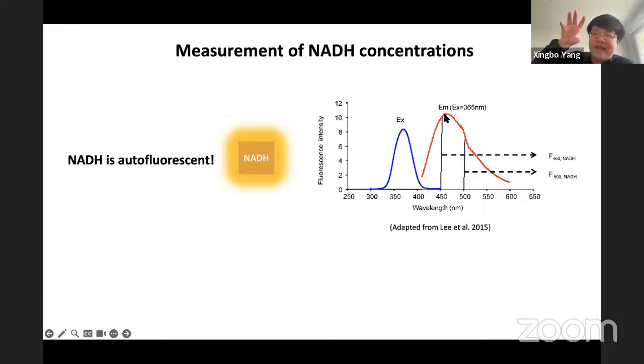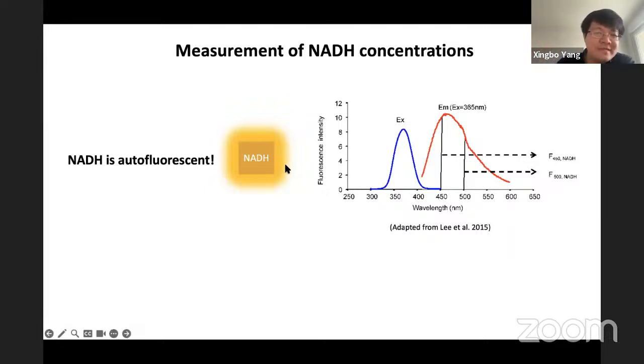So now you just put a detector and a filter that filters out most of the other light but focuses on the 460, and then you will be able to see this molecule. People have calibrated and tested this in cells, and if you do this excitation and emission, you will basically be looking at NADH, which is a predominantly enriched molecule.